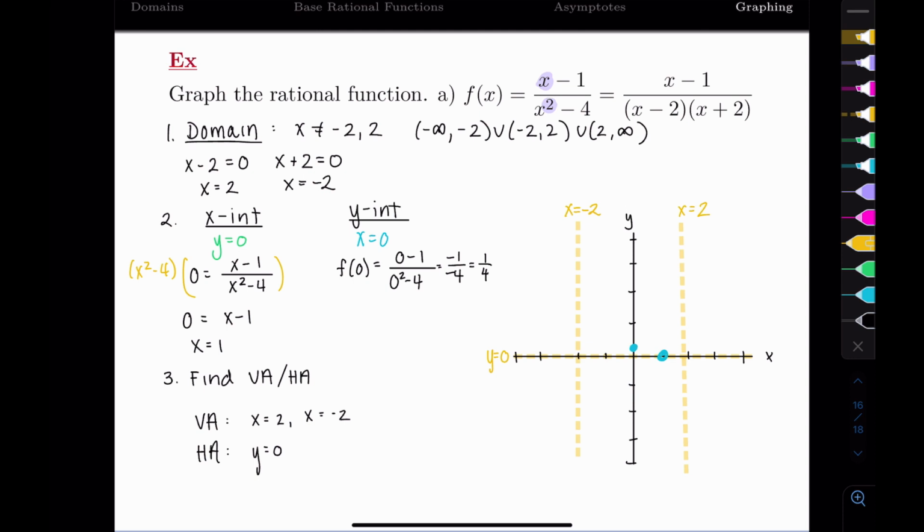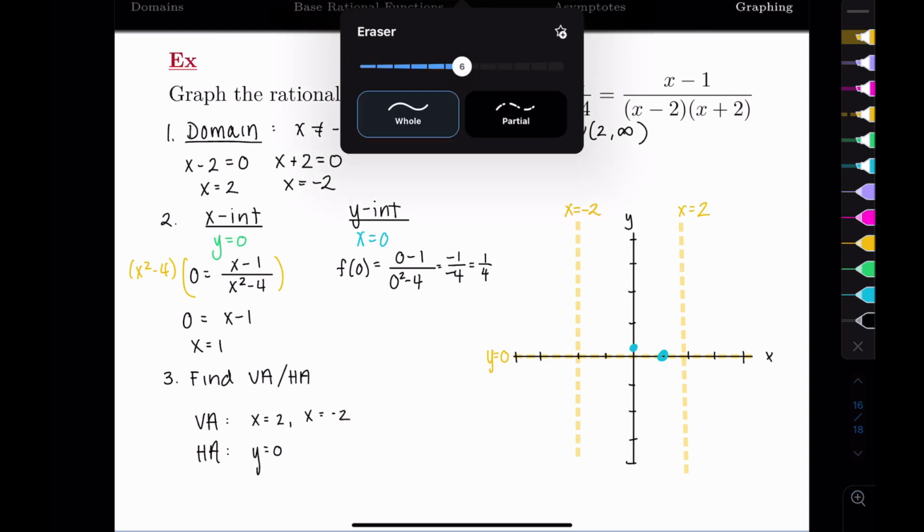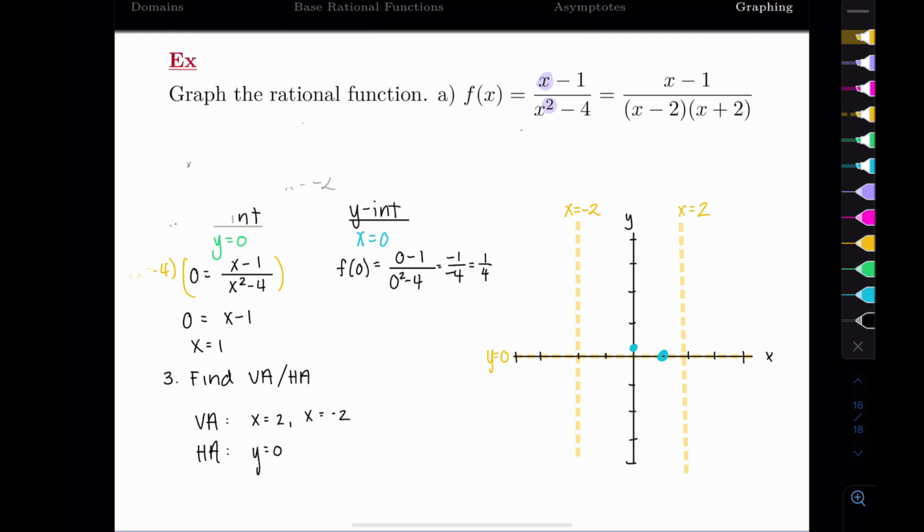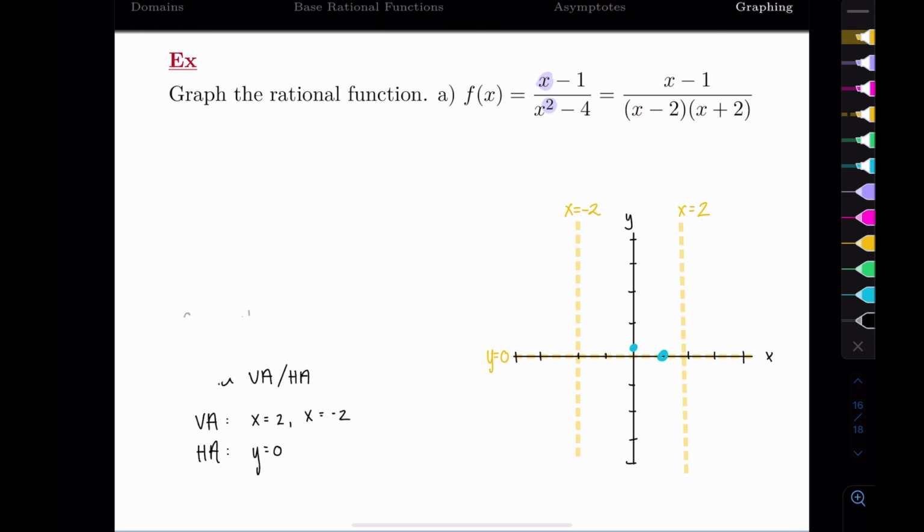So I have some pieces of information, but I still don't really have enough to graph this. I know I need to hug all of these different lines. So the very last thing we need to do is find any extra points that will help us plot this. So let's make a bunch of extra room. Let's get rid of all of this stuff because we no longer need that now for graphing. Okay. But our fourth and final step is we find some additional points to get a good picture.